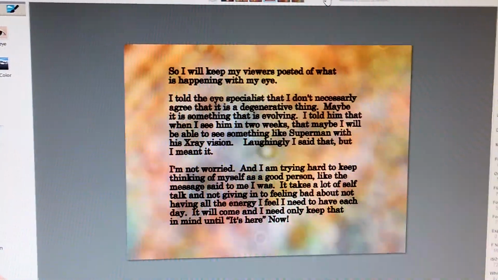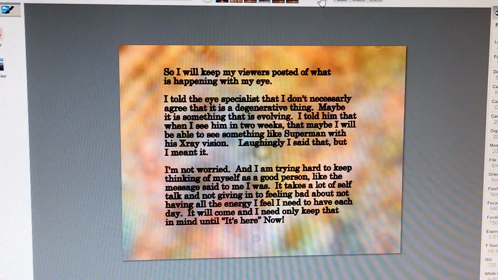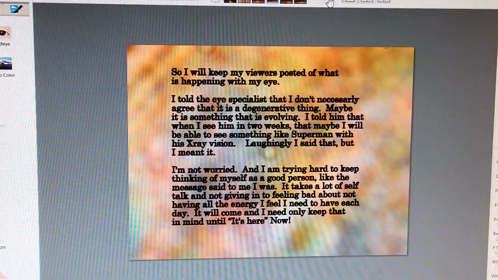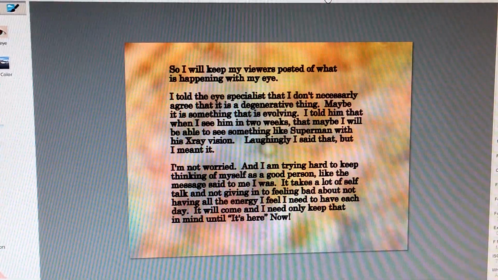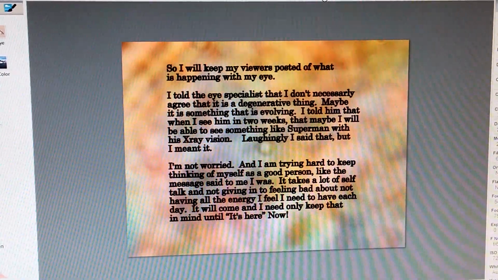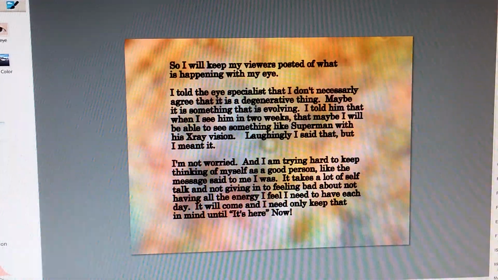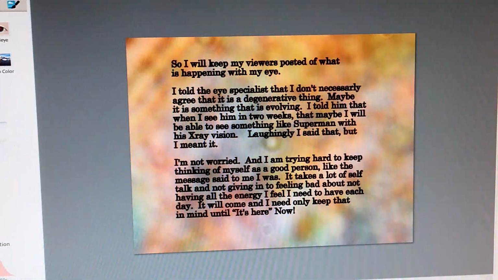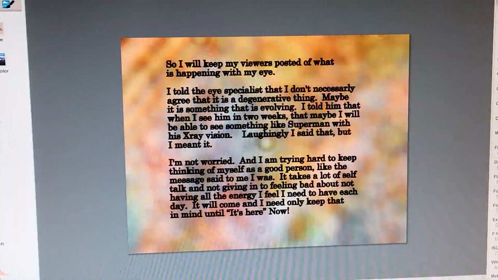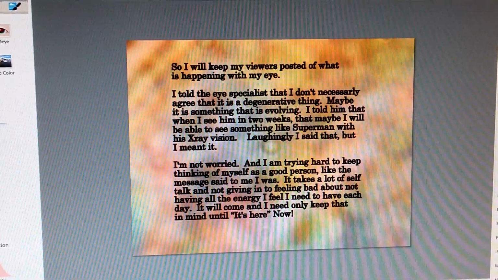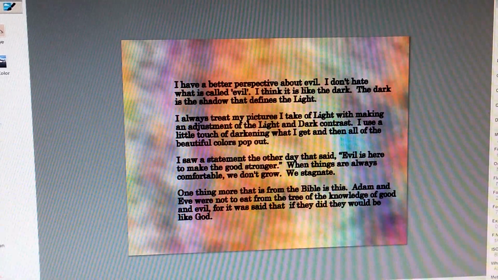I'm not worried, and I'm trying hard to keep thinking of myself as a good person, like the message said to me that I was. It takes a lot of self-talk and not giving in to feeling bad about not having all the energy I feel I need to have each day. It will come, and I need only keep that in my mind until it's here in the now.